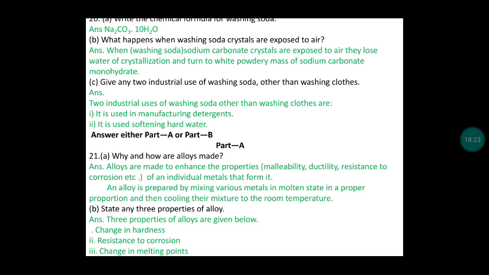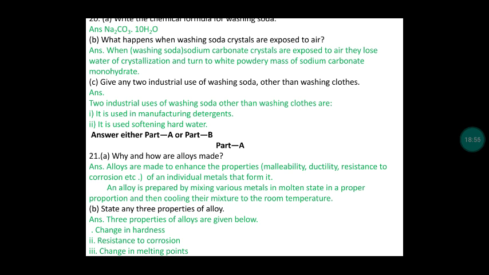Next question, why and how are alloys made? Alloys are made to enhance the properties, that are malleability, ductility, resistance to corrosion, etc., of an individual metal that forms it. An alloy is prepared by mixing various metals in molten state in a proper proportion and then cooling their mixture to room temperature.